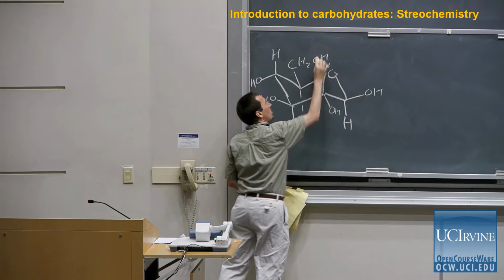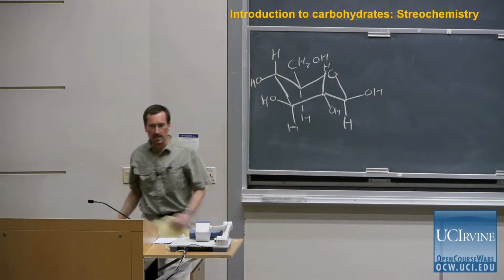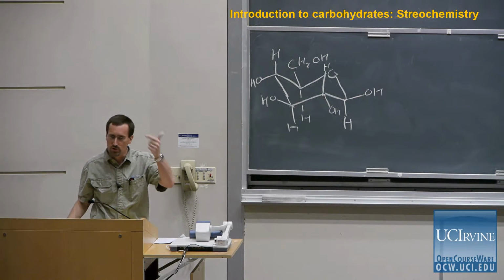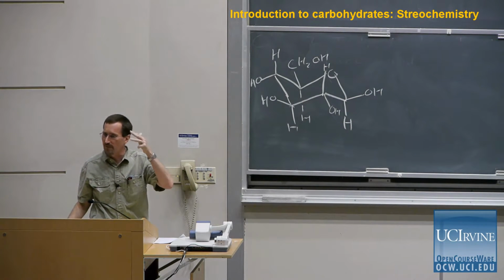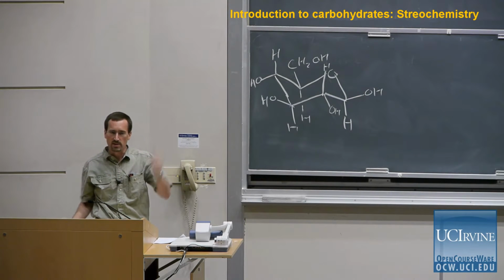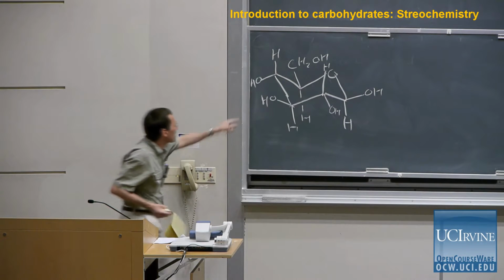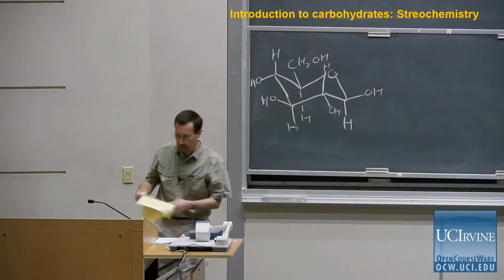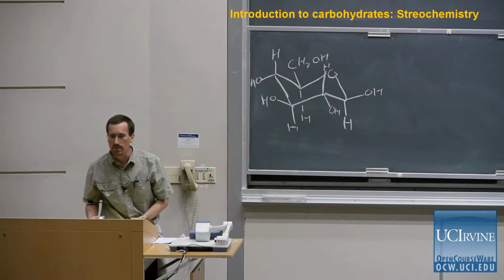So in a way, we have 5 stereogenic centers in the molecule. The stereogenic centers at positions 2, 3, 4, and 5 are fixed. The one at position 1 is labile. And of course, position 6, being a CH2OH group, has 2 hydrogens on the carbon. It's not a chiral carbon.